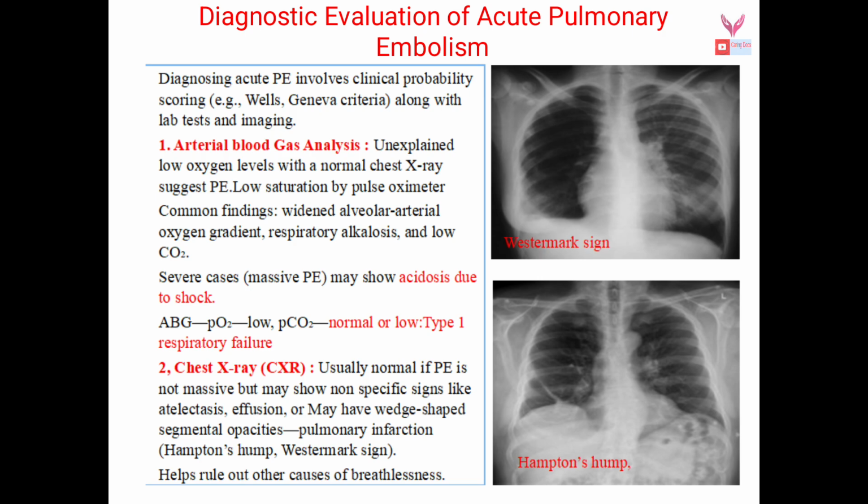So the patient will have low PCO2, low PO2, normal or low PCO2 and will have type 1 respiratory failure in ABG.